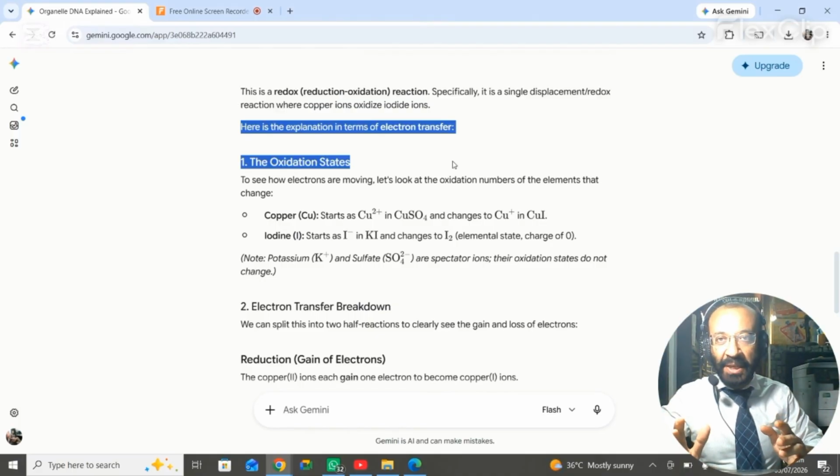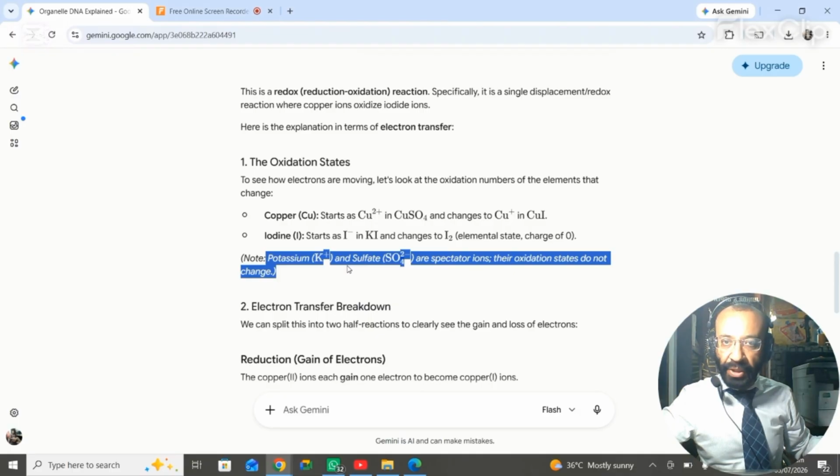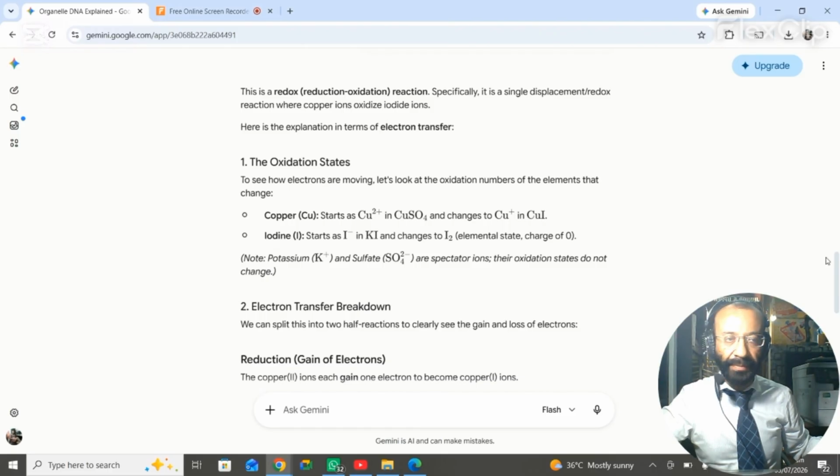Here is the explanation in terms of electron transfer. The oxidation state: to see how electrons are moving, let's look at the oxidation numbers of the elements that change. Copper starts as Cu2+ in the CuSO4 and changes to Cu+ in the copper iodide. A point to be noted is that potassium and the sulfate ions are spectator ions. Their oxidation states do not change.